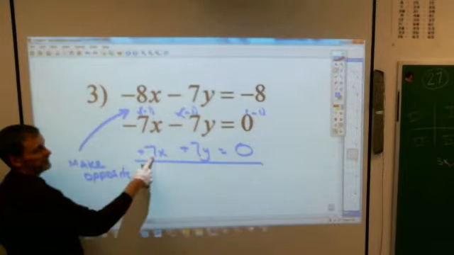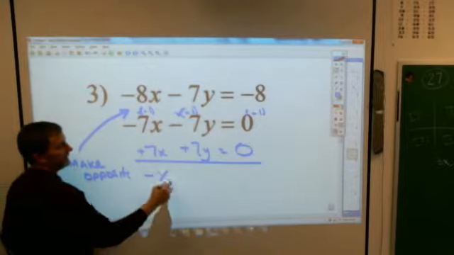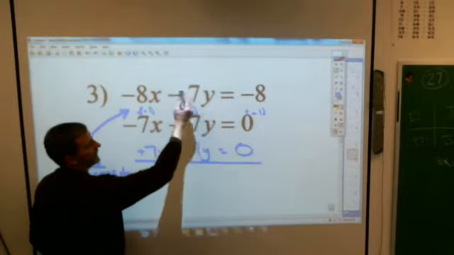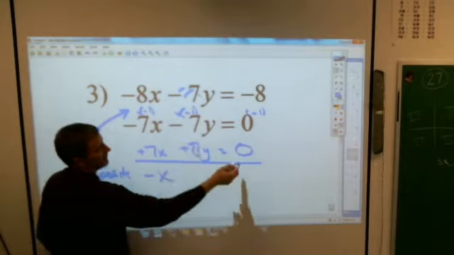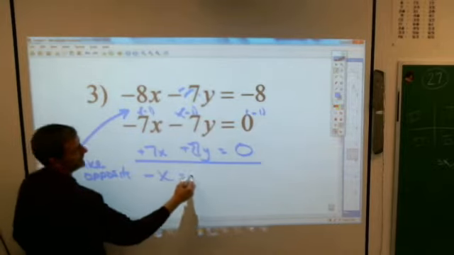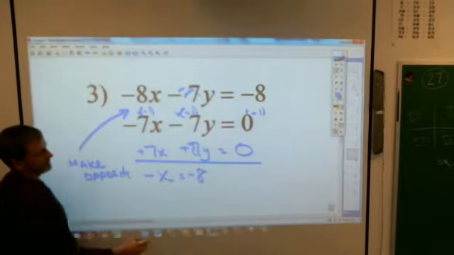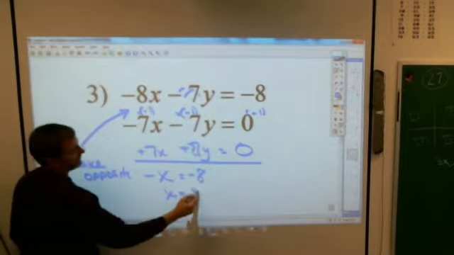Negative 8x plus 7x is a negative x. The 7's go away because they're the opposites. Negative 8 and 0 is a negative 8. So what is x? X is in fact a positive 8.